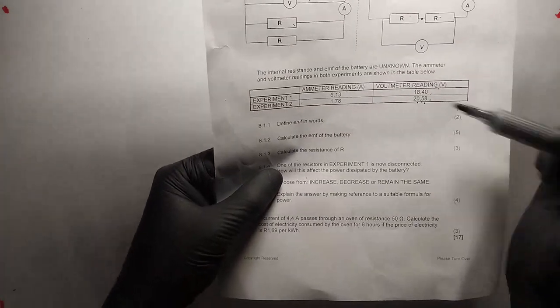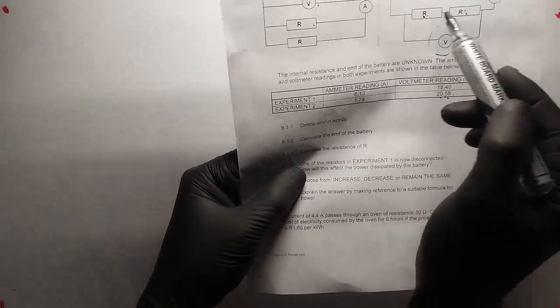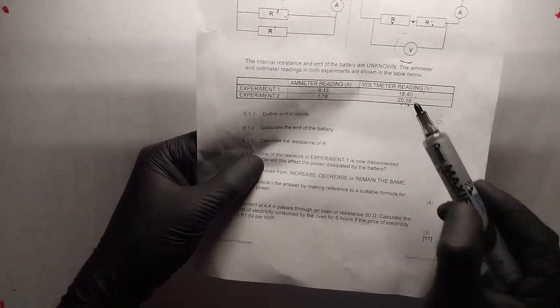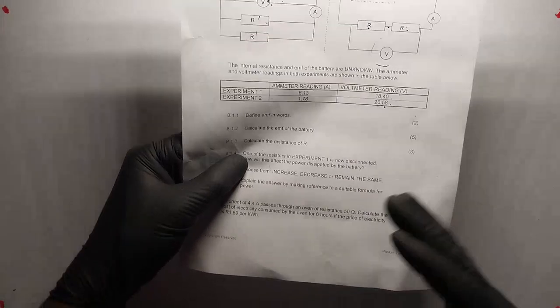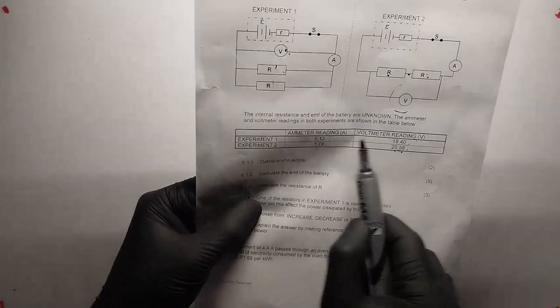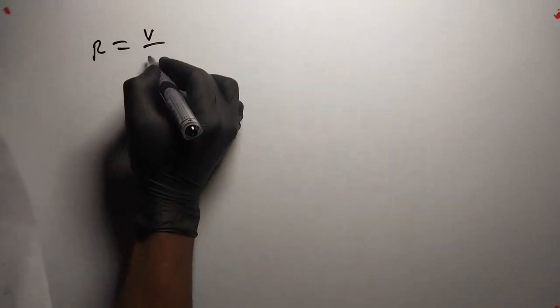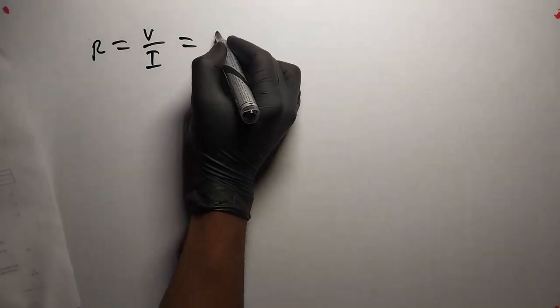These two readings are external voltage because this voltmeter is parallel to this resistance. This voltmeter is also parallel to this resistance. So these are your external voltage. So if you say R equal to V over I, you will be calculating the external resistance. I'm going to start with the first one and also do it with the second one. So if you use experiment 1, it's going to be R is equal to V over I. So your voltage is 18.40.